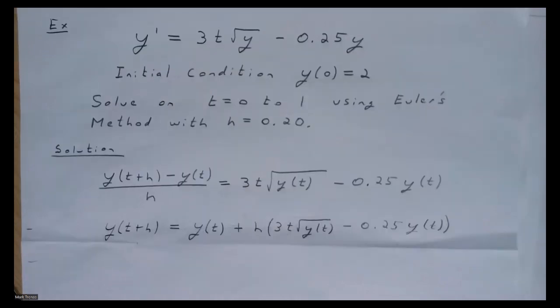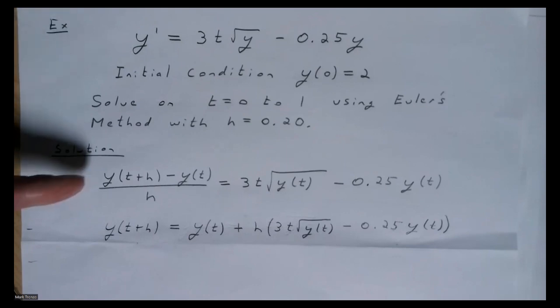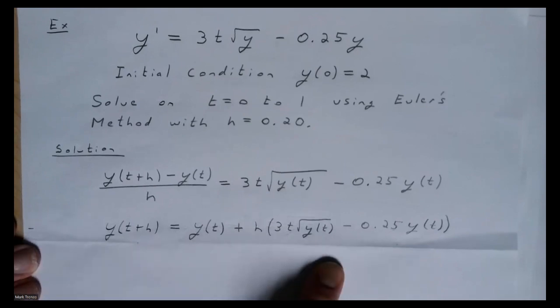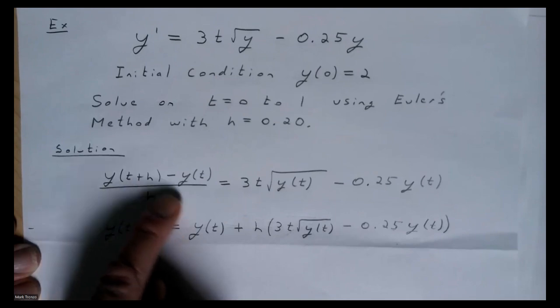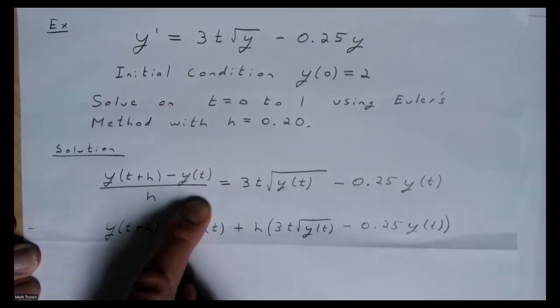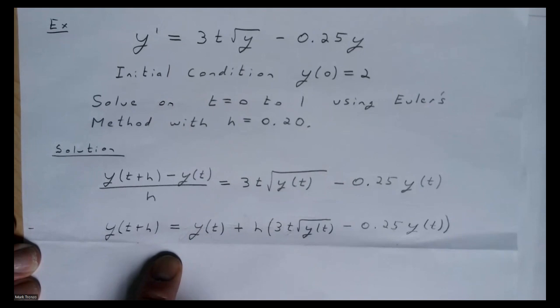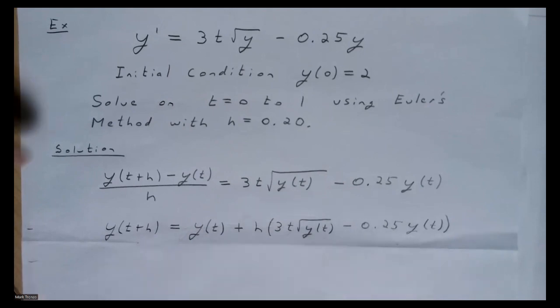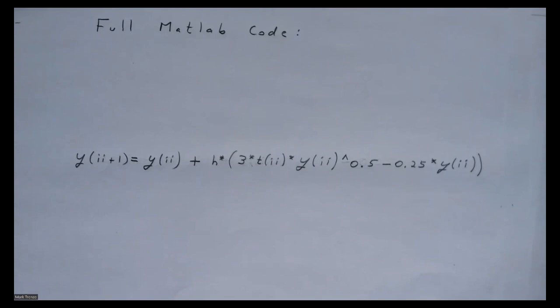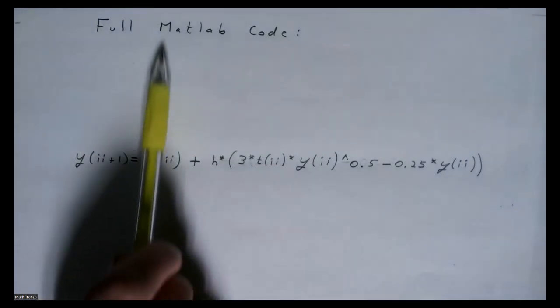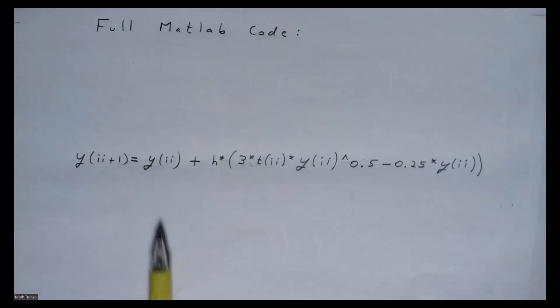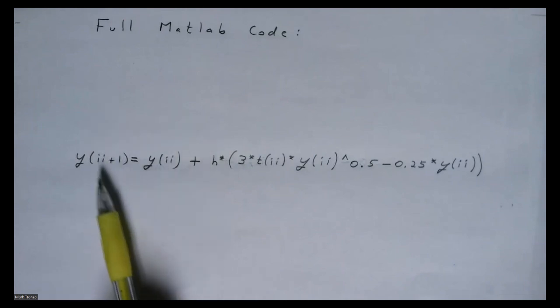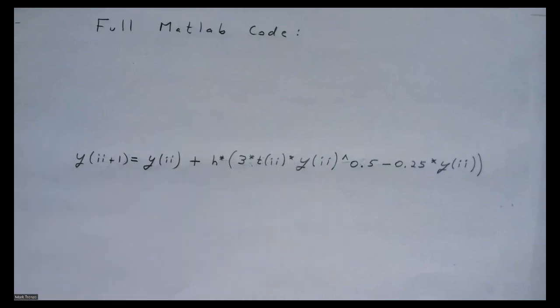So now we're going to put the same problem into Matlab. We already found our scheme here. Remember, we replaced the derivative with this, solve for y of t plus h. So now we're going to do Matlab. Now we're going to make the Matlab code, and I'm going to keep some space up here and below here. I'm going to fill things in, but this is going to be our equation.